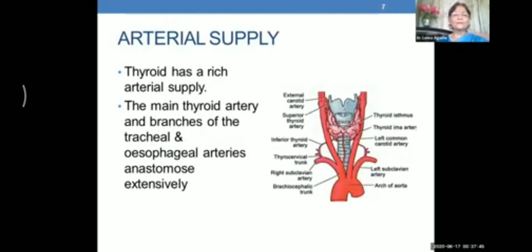Arterial supply of the thyroid. The thyroid has a rich arterial supply. The main thyroid arteries and branches of the tracheal and esophageal arteries anastomose extensively. In this diagram, you can see the superior thyroid artery, which is a branch of the external carotid artery, the inferior thyroid artery, which is a branch of the thyrocervical trunk, and the thyroidea ima artery.